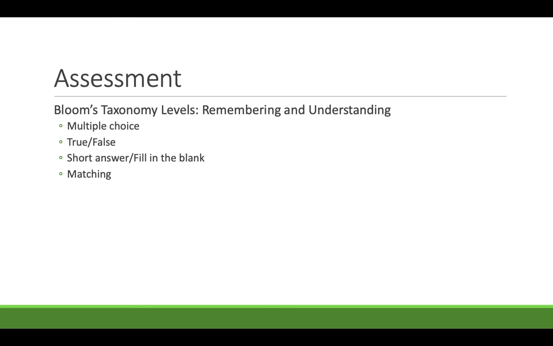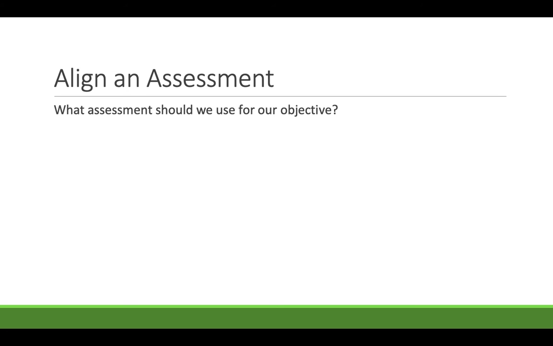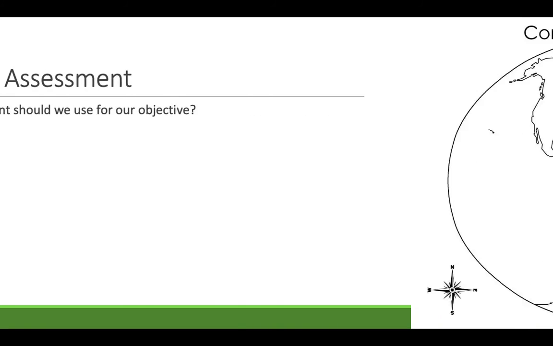This could be a practice activity that could be turned into a final assessment, but these are the tools that you would use to be able to measure whether or not students are mastering this learning objective. So, what does this actually look like? What assessment should we use for our particular objective?